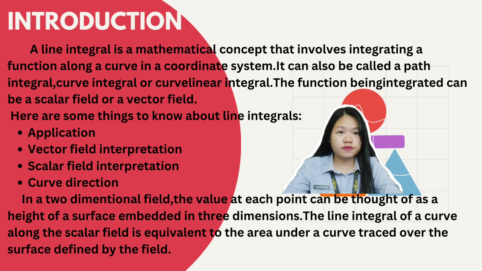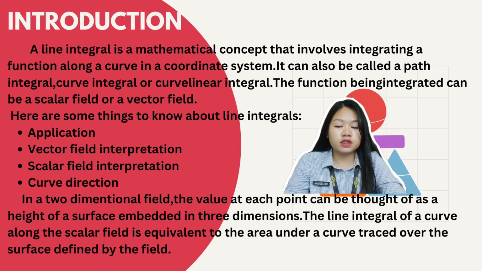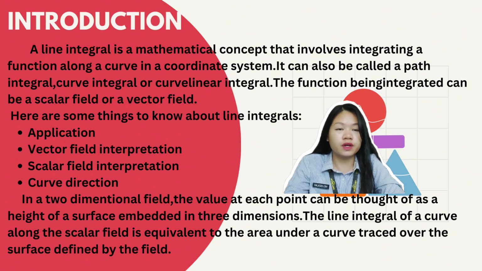In a two-dimensional field, the value at each point can be thought of as a height of a surface embedded in three dimensions. The line integral of a curve along the scalar field is equivalent to the area under a curved trace over the surface defined by the field.